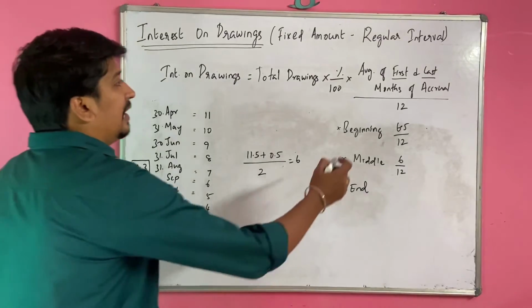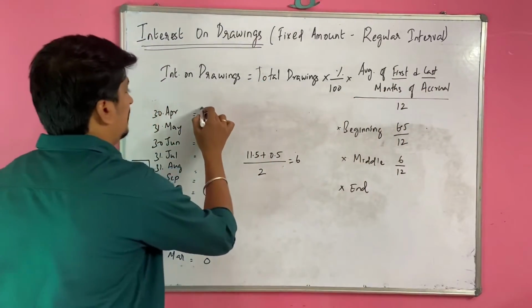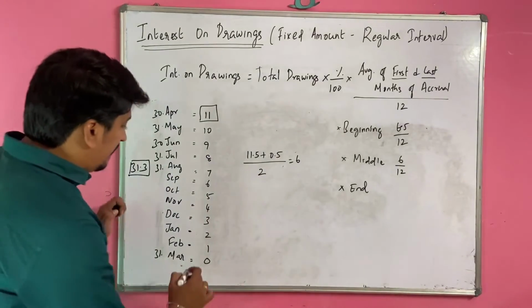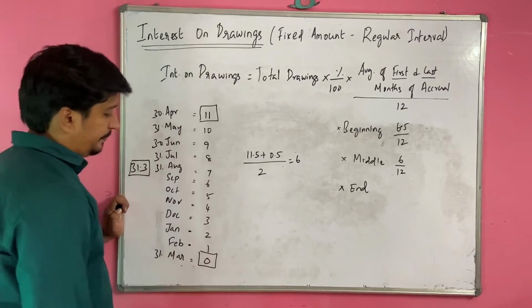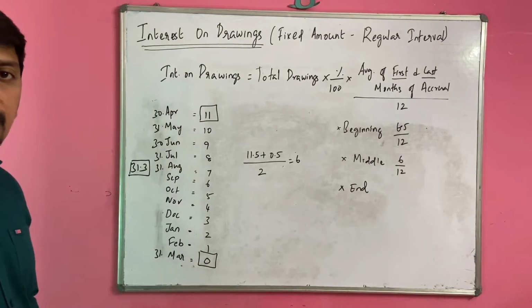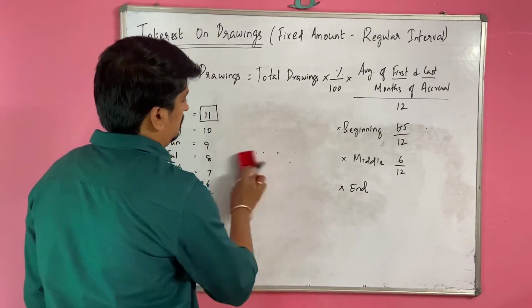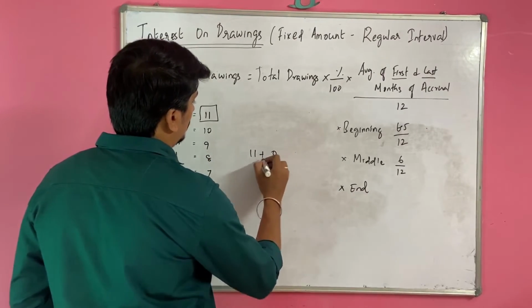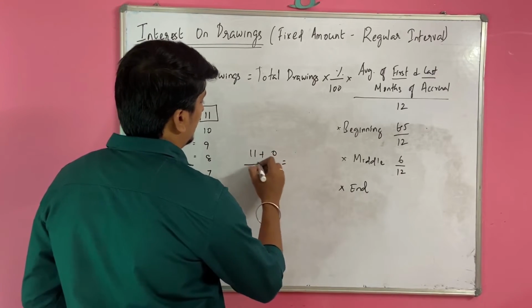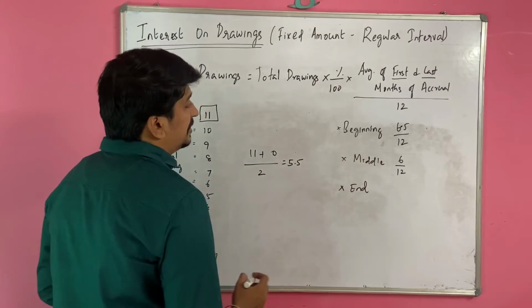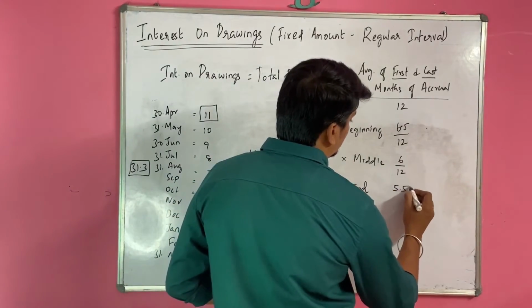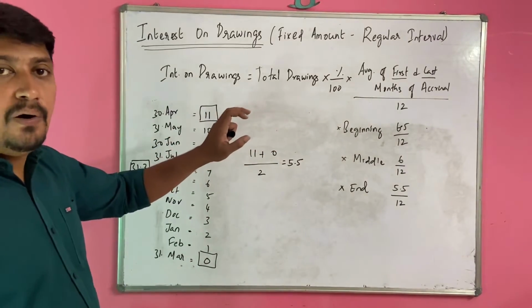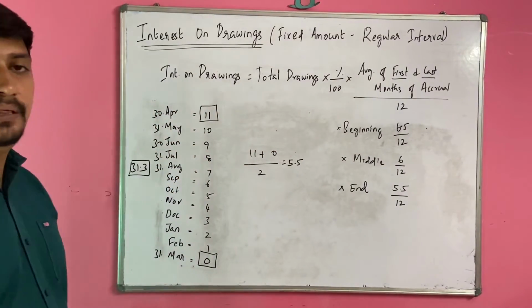Now what do we want? Average of first and last. For the first amount drawn, he has to pay 11-month interest. For the last drawings, he has to pay 0-month interest. So on an average it is 11 plus 0 divided by 2, which is 11 by 2, 5.5 months. So he has to pay interest of 5.5 months for the total amount of drawings when the amount has been drawn at the end of every month.